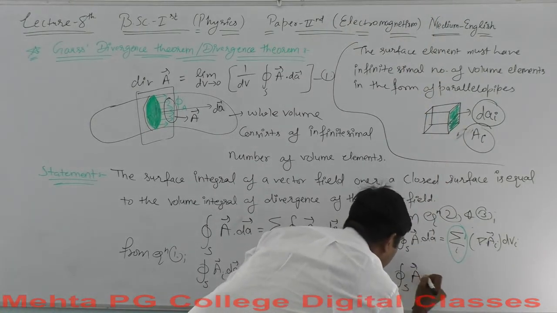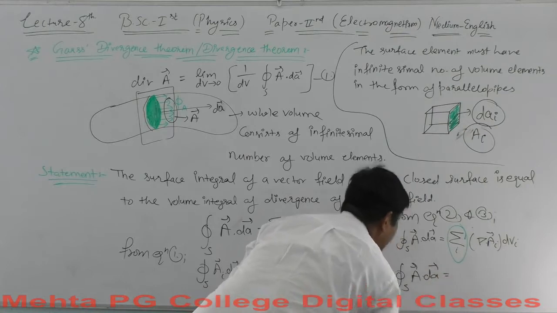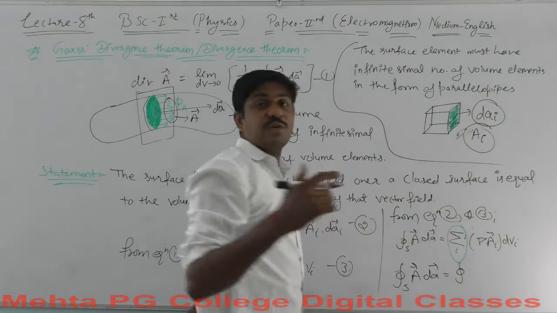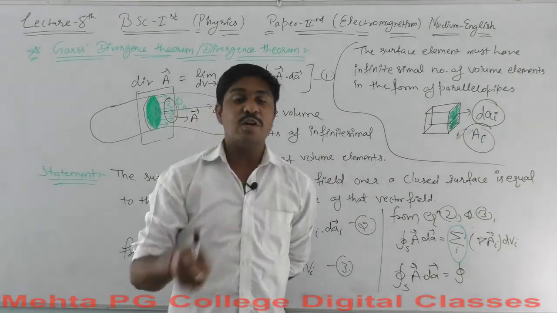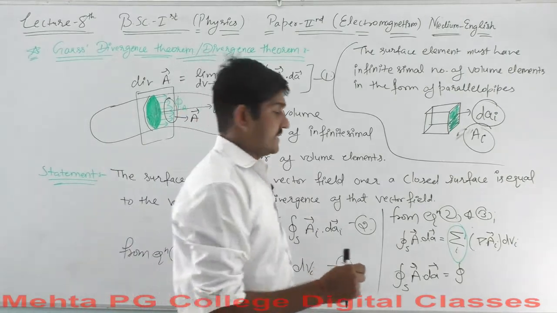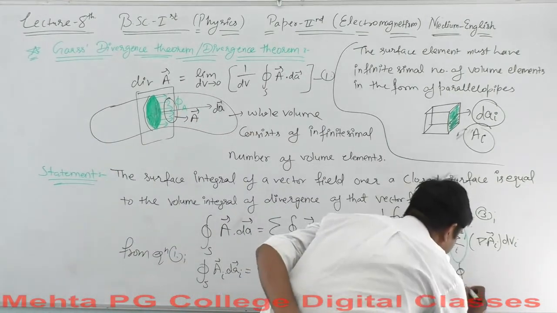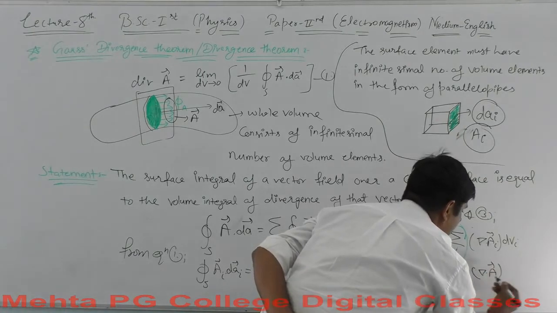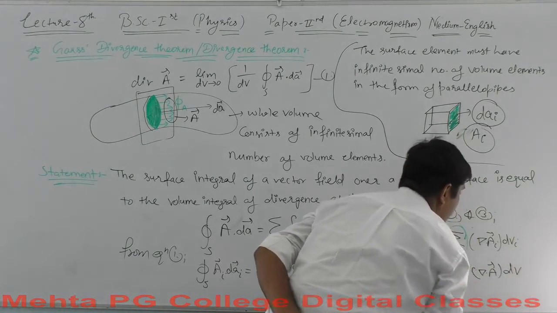So when we replace the summation symbol by the integration symbol, this becomes the integration of A dot dA vector equal to integration over what? Integration over volume, because there are infinitesimal numbers of volume elements. Integration over volume of del dot A vector dV.